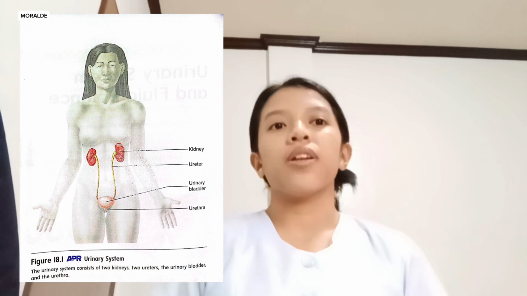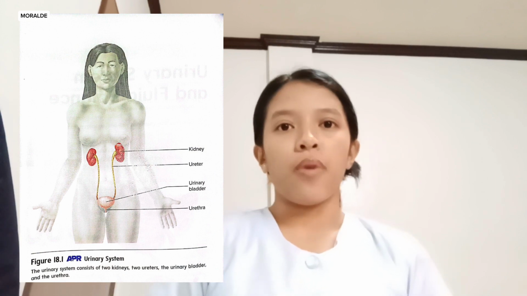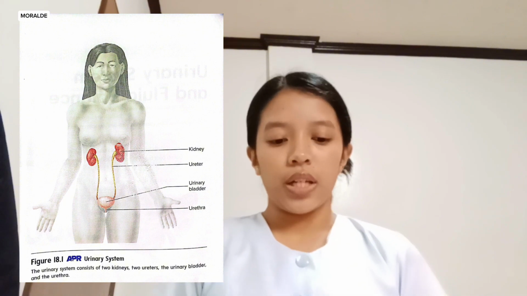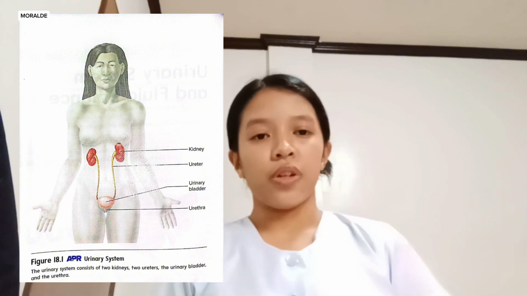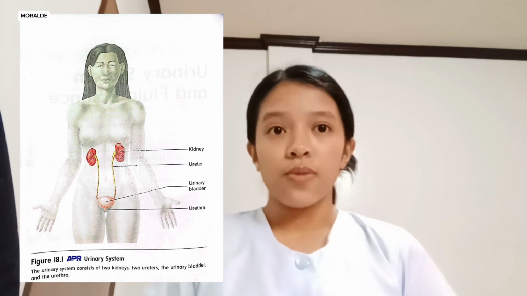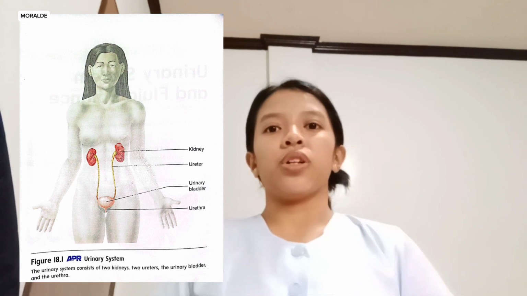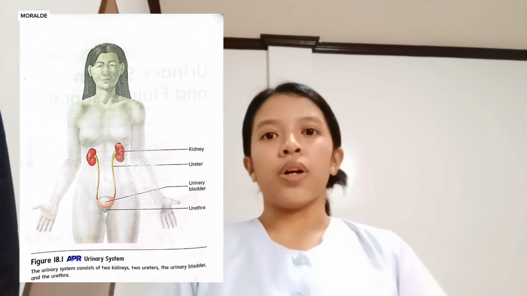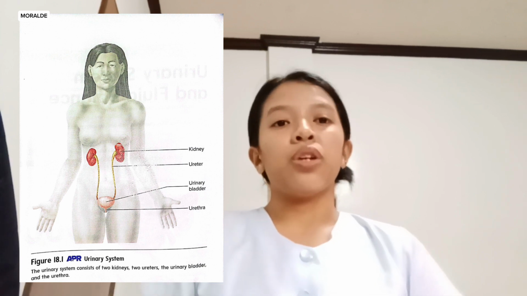The urinary system. The urinary system is the major excretory system of the body. It consists of two kidneys, two ureters, the urinary bladder, and the urethra. From each kidney, waste products are carried by a ureter to a single urinary bladder. The waste is then emptied from the urinary bladder by the urethra.